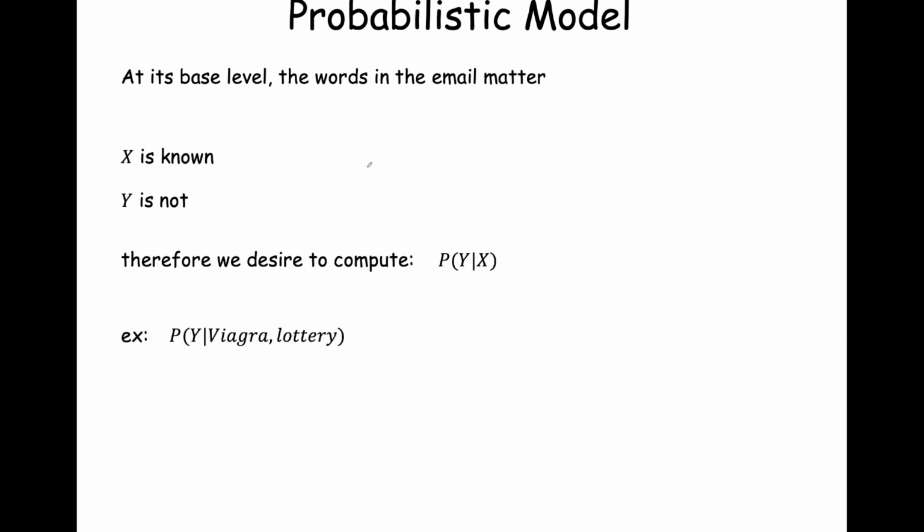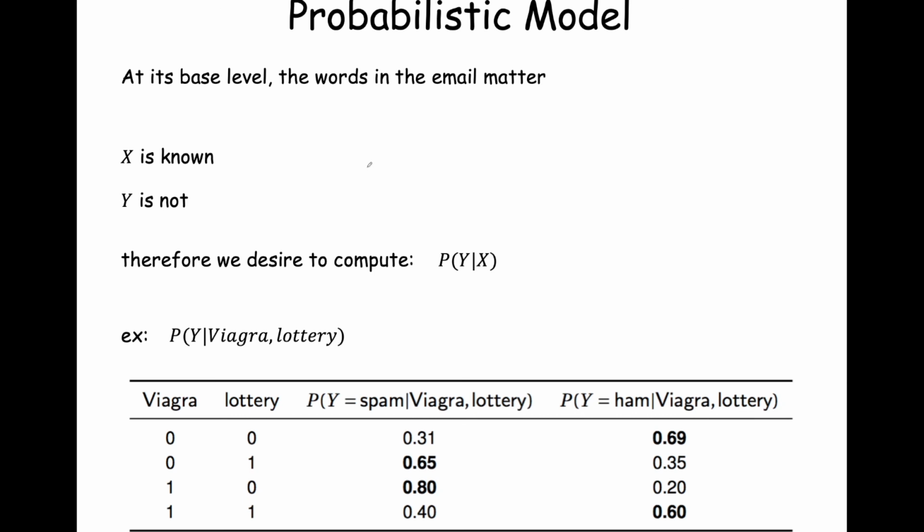One of the things we can do, suppose we had two features. One feature detects for the presence of the word Viagra in a spam email, and the other for the presence of the word lottery in an email. And we have our class labels, Y, which is going to be spam or ham. Here's an example data set consisting of 4 emails. We have our indicators, X1 for Viagra, X2 for lottery. And we have the following probabilities of spam given Viagra and lottery setting, and ham given Viagra and lottery.